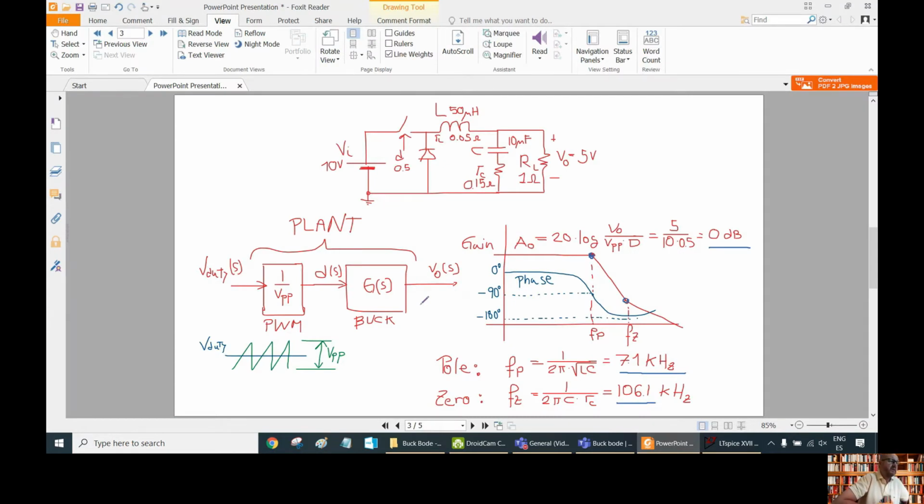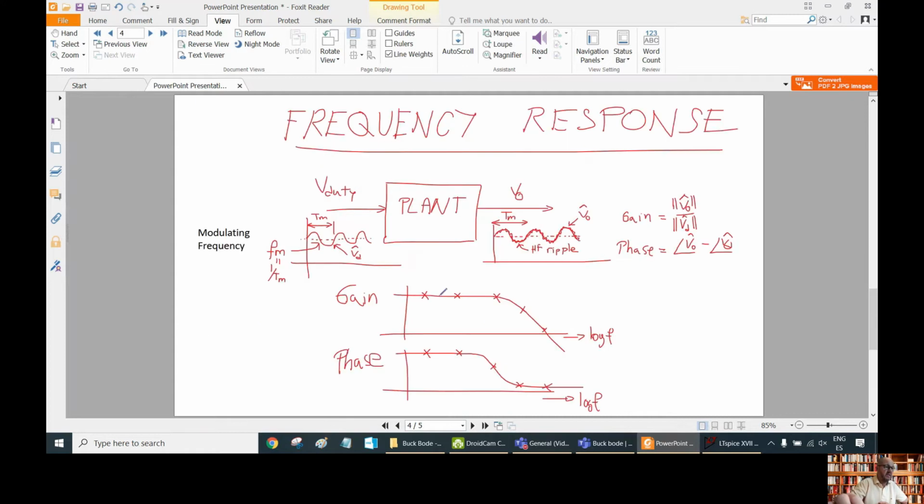So how do we obtain the frequency response of a converter, or in general of any system? I'm going to explain this using this slide here. In order to obtain the frequency response of any system, what we do is inject a sinusoidal input superposed to the DC operating point. Like this one here, we have our V duty, which is used to control the output voltage.